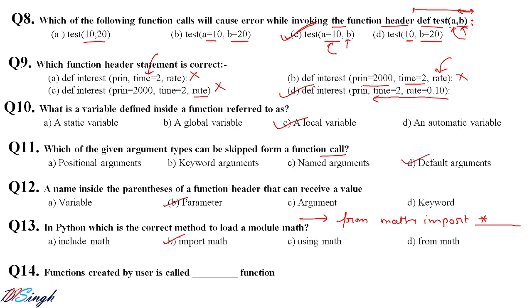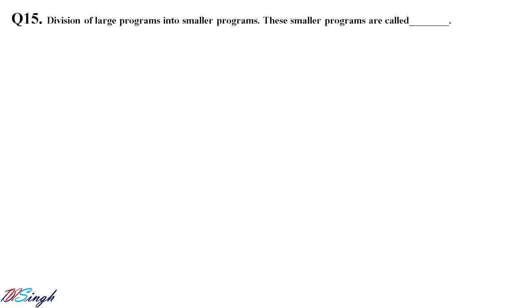Let us go for question number 14. A function created by the user is called a user defined function. What are they called? User defined function. Next, division of a large program into smaller programs. These smaller programs are called what? Functions.